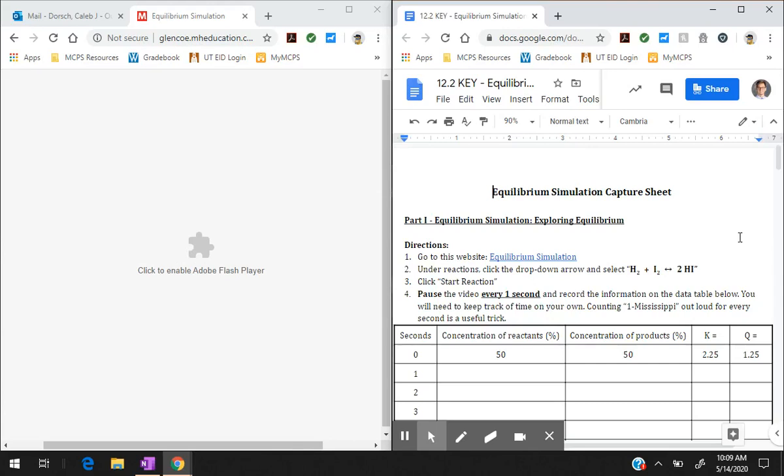Hello, class. This is a run-through of the equilibrium simulation from Glencoe.